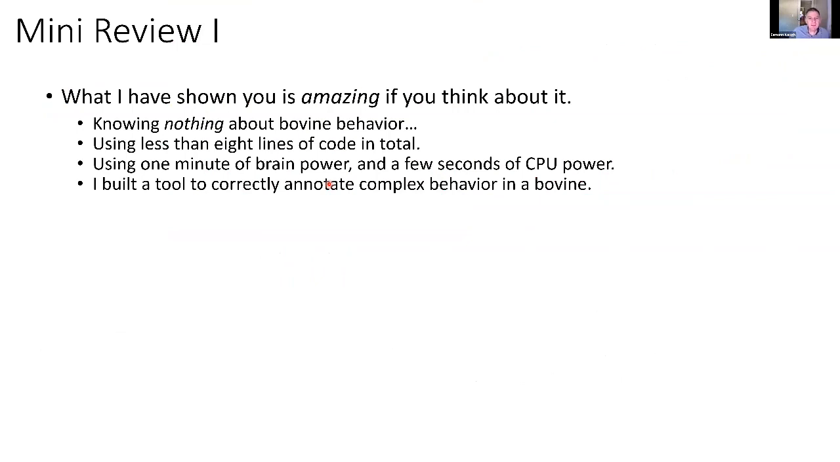Okay, before I move on, I want to say actually, this is kind of amazing. I know nothing about cows or bovines, and I only typed about 8 lines of code. And I used about 1 minute of my brain power and a few seconds of CPU power. And doing that, I was able to correctly annotate the complex behavior of a bovine. So this is actually really very, very promising. Simple ideas, simple code, very little CPU time, you could potentially extract interesting, actionable, useful stuff from your chickens, your cows, your pigs, whatever it might be.